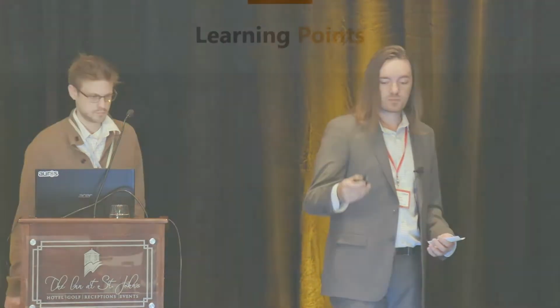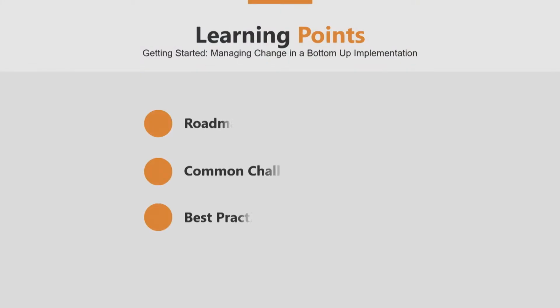So there are a lot of different things that we can do, and there are a lot of different ways that we try to help manage that change, and we'll talk a little bit about what those things are. So we're going to talk about a roadmap. So what does a roadmap for implementation of a software like Auros look like? What are some of the common challenges with implementing that software? And then what are the best practices that we can use to help deal with some of those challenges that we may face as we're trying to go through this process of implementation.